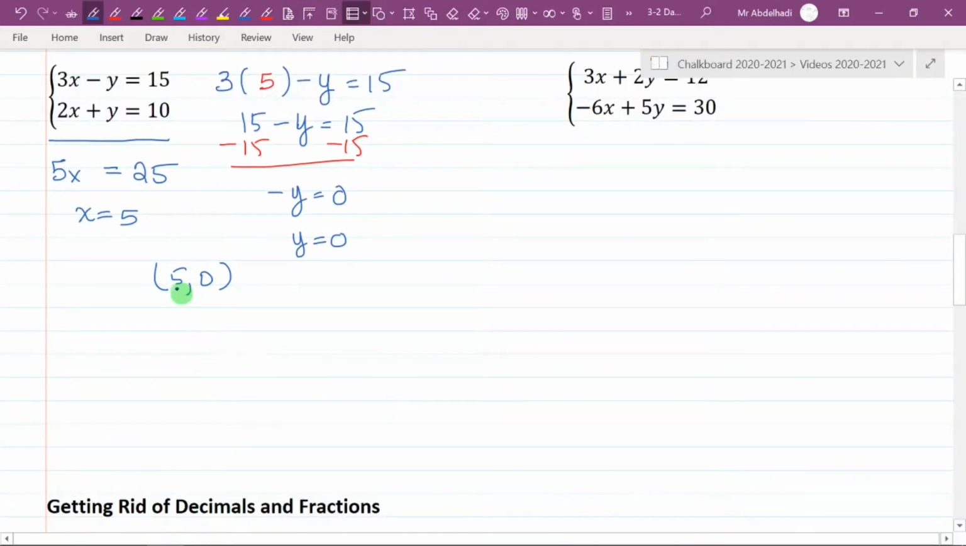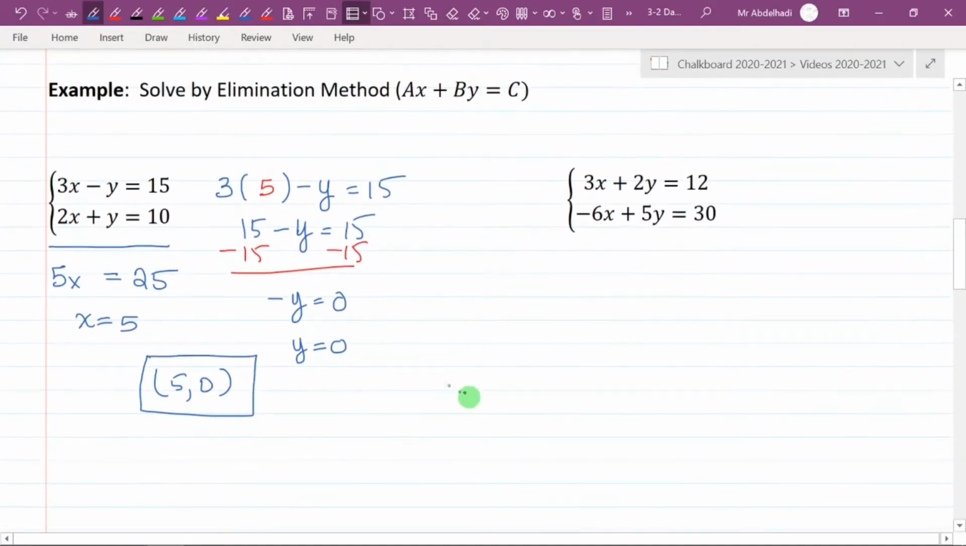If x is 5, this is 3 times 5, which is 15, minus 0, which is 15. So that actually works in the top equation. And you can also try it in the bottom equation. 2 times x, which is 5, so 2 times 5 is 10, plus 0 is 10. Yeah, it actually works for both. So this is definitely the right answer because it works for both equations. And you can check your work just like that.